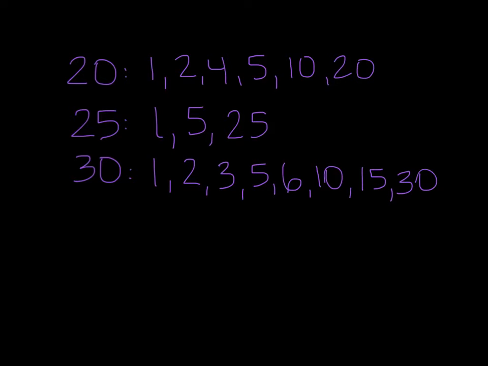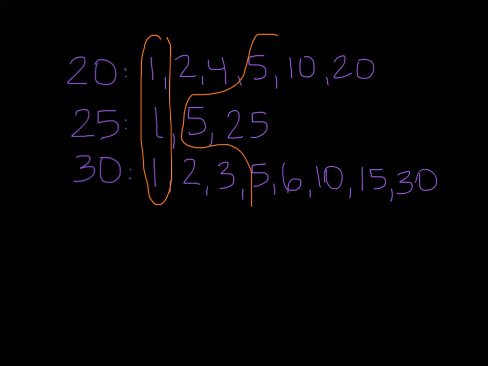Now I just look to see what factors they have in common, and I see they have 1 in common, and they have 5 in common. Since my common factors are 1 and 5, I then decide which one is the largest, and indeed it is 5, so 5 is my GCF.